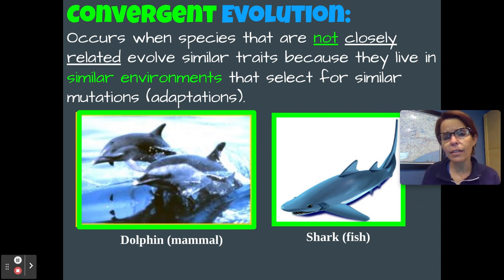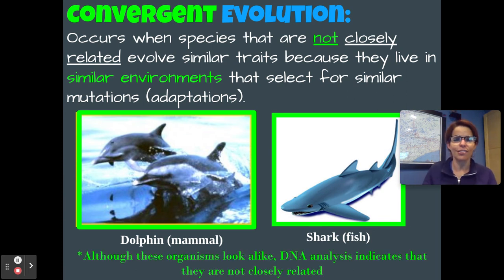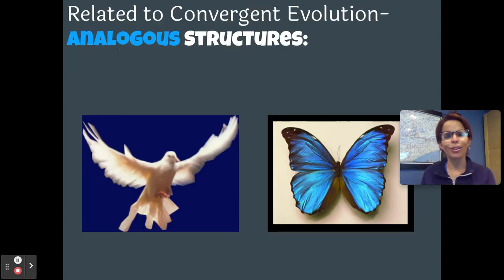Sharks, if you dissect a shark fin, it's just cartilage. It doesn't have the bones that we have and that dolphins have. So it indicates that we're not closely related to the sharks. All right, and it says, although these organisms look alike, DNA analysis indicates that they are not closely related.